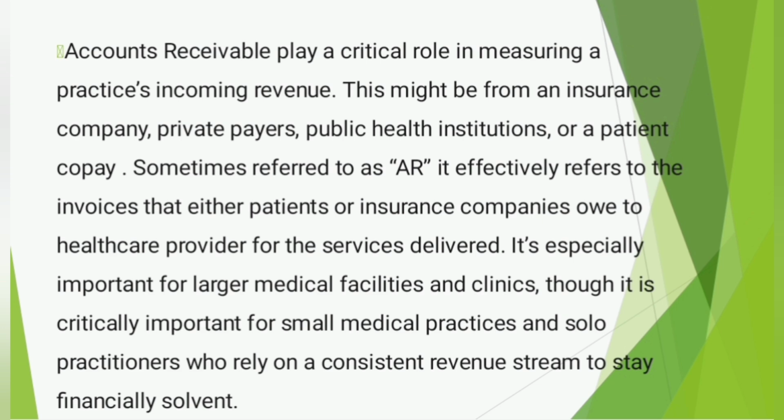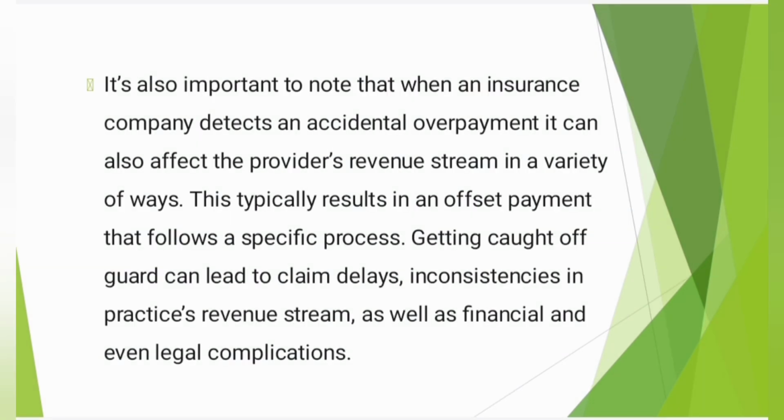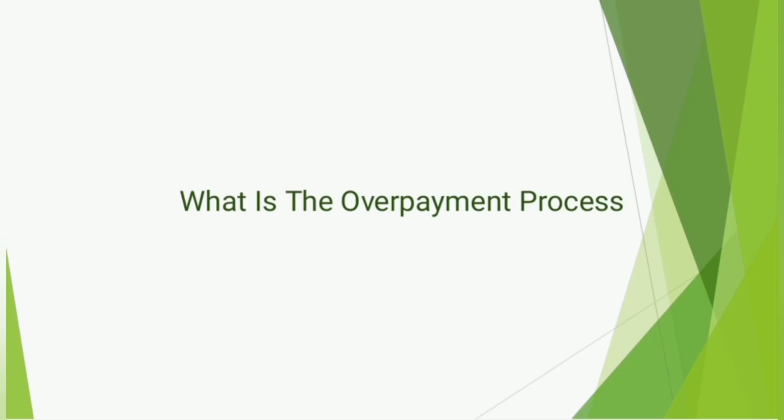It's especially important for larger medical facilities and clinics, though it is critically important for small medical practices and solo practitioners, who rely on a consistent revenue stream to stay financially solvent. It's also important to note that when an insurance company detects an accidental overpayment, it can affect the provider's revenue stream in a variety of ways. This typically results in an offset payment that follows a specific process. Getting caught off guard can lead to claim delays, inconsistencies in a practice's revenue stream, as well as financial and even legal complications.